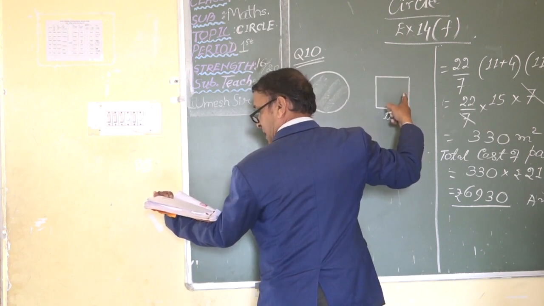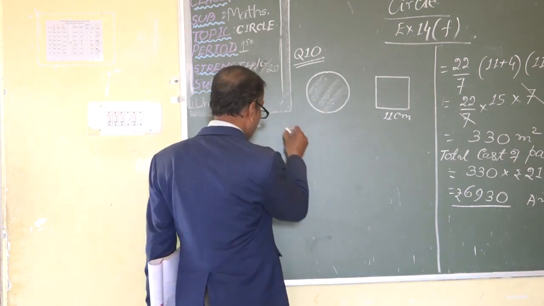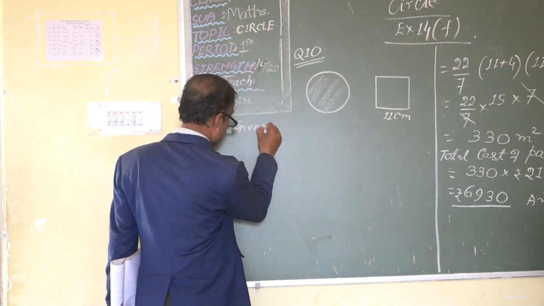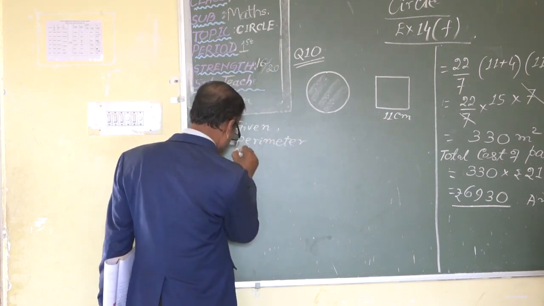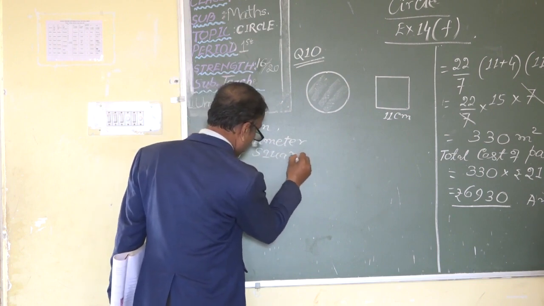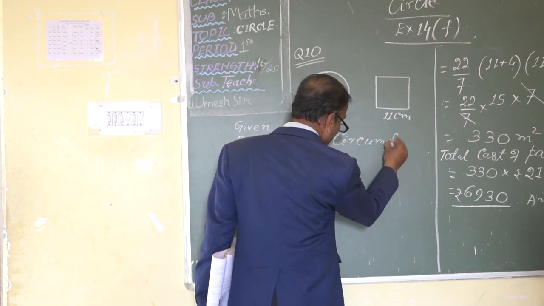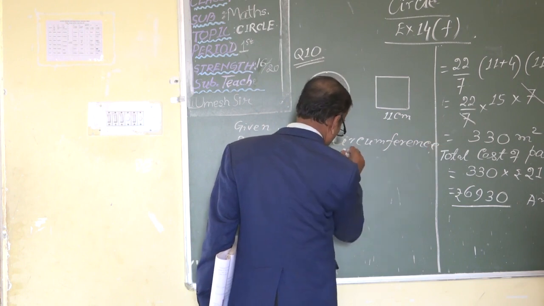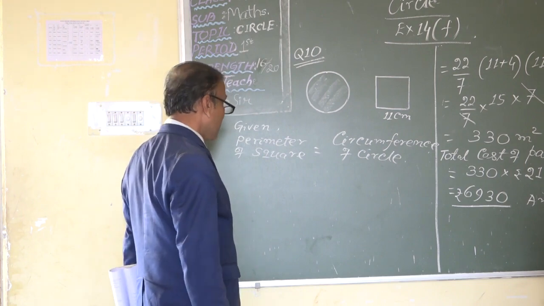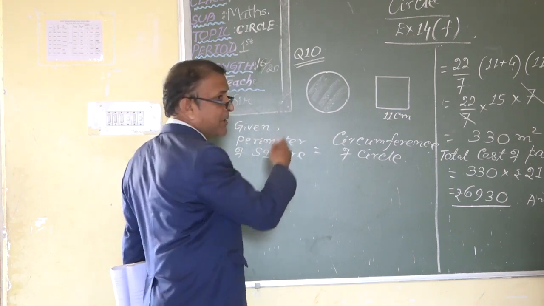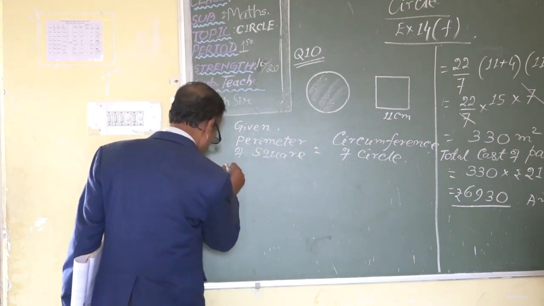The perimeter of the square is equal to the circumference of the circle. Given: perimeter of square is equal to circumference of circle. So first we will find the perimeter of the square.